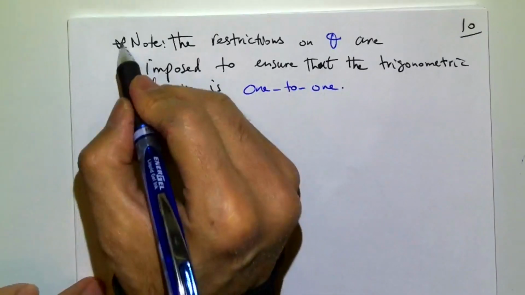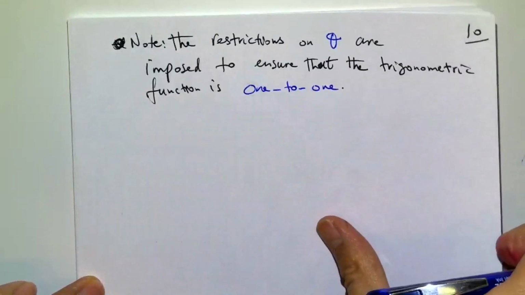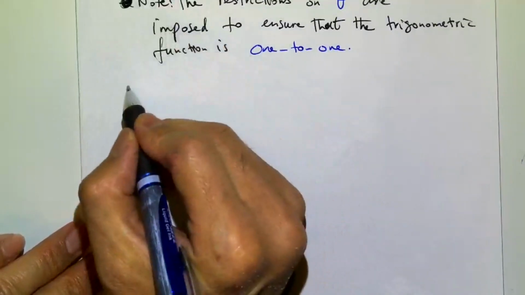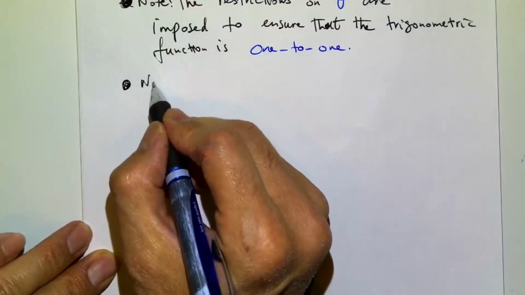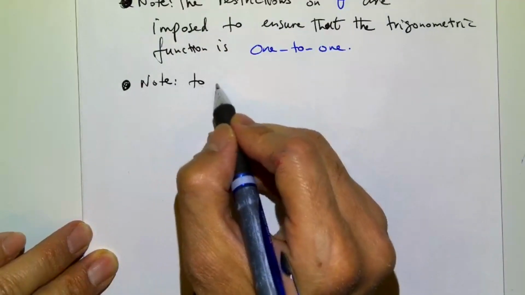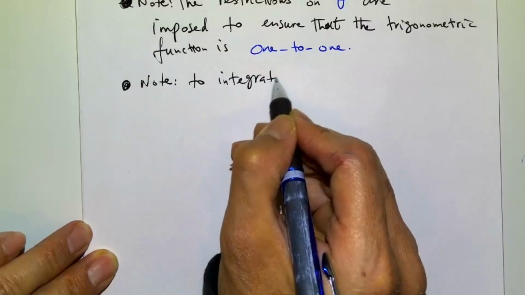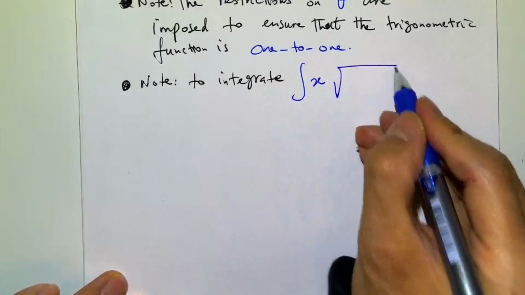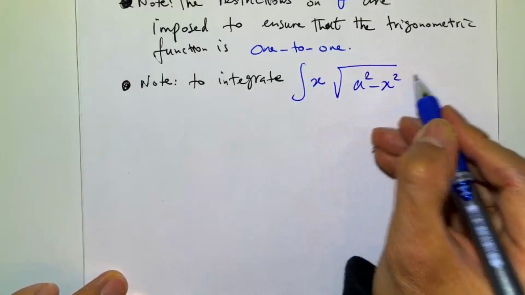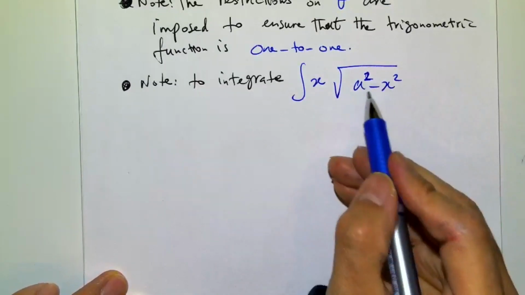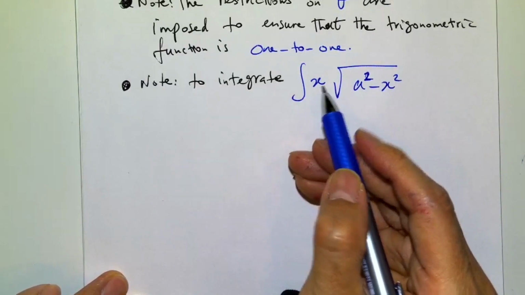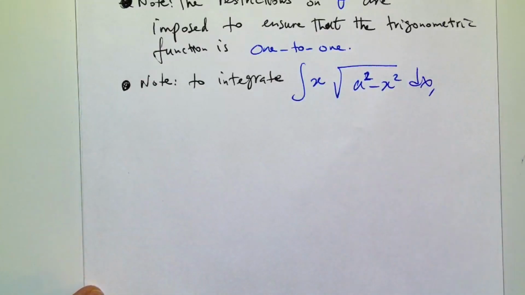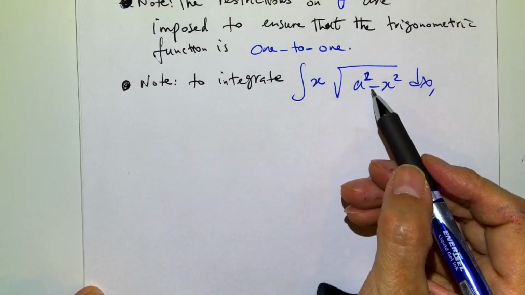That's one note we want to have here. And the other thing, to integrate something like this, if you have one of those cases, a squared minus x squared, and an x out here, dx, then you can apply that method, but you don't really need to.